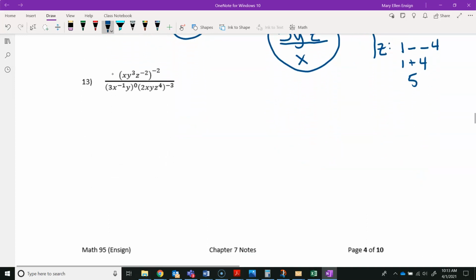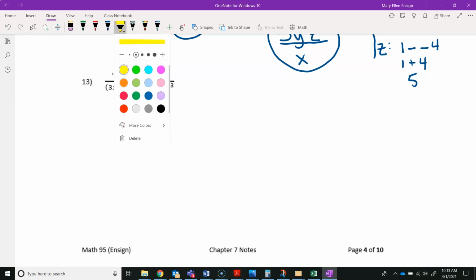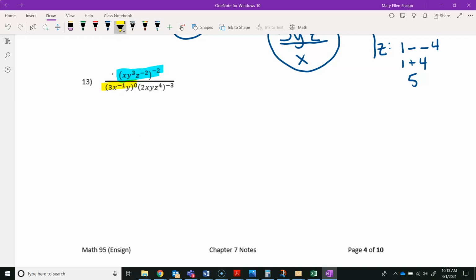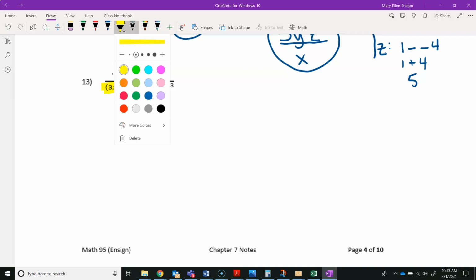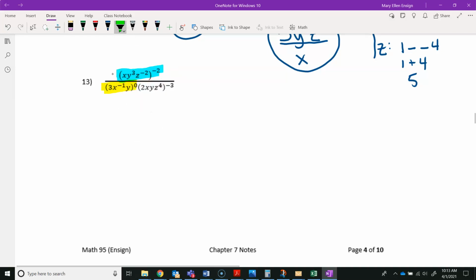So again, we have some instances of the power rule here. So this expression on top is being raised to the -2nd power. This first expression in the denominator is being raised to the 0 power. And this second expression in the denominator is being raised to the -3rd power. Okay. So, and again, I'm going to go through and include a 1 as an exponent for anything that doesn't have it. So that would be the x in the first part, the 3 and the y in the second part, and the 2x and y in the third part.